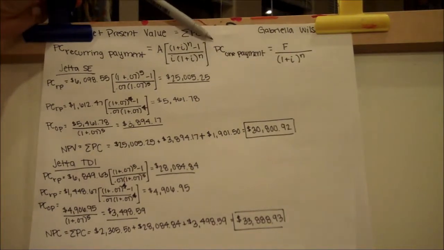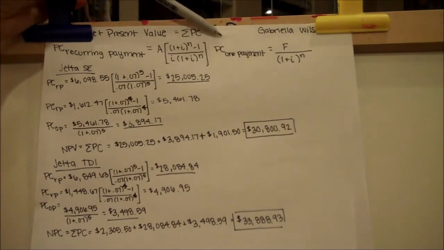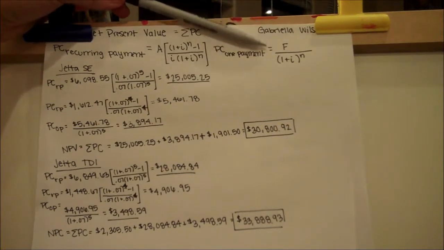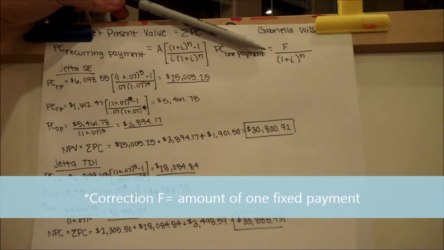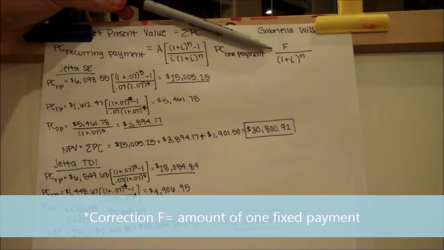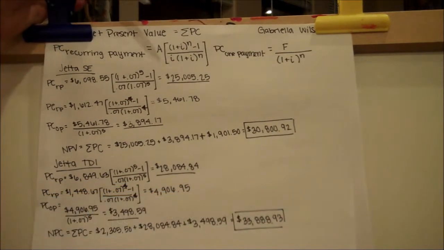The other equation we will be using is the present cost of one payment, which is the amount financed for that one payment, divided by (1 + i)^n, where again i is the discount rate of 7% and n is the number of years.